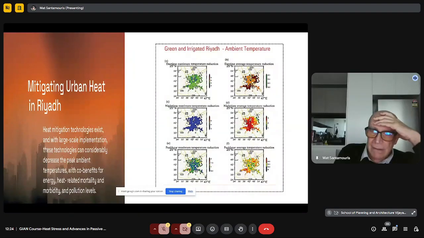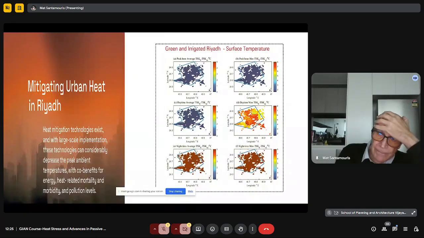It's implemented, then during the daytime we may have an important decrease of the temperature, and during the night, the decrease of the temperature may be as high as 5 or 6 degrees. So the use of additional greenery combined with irrigation seems to be a very efficient methodology for heat mitigation in these climatic conditions.